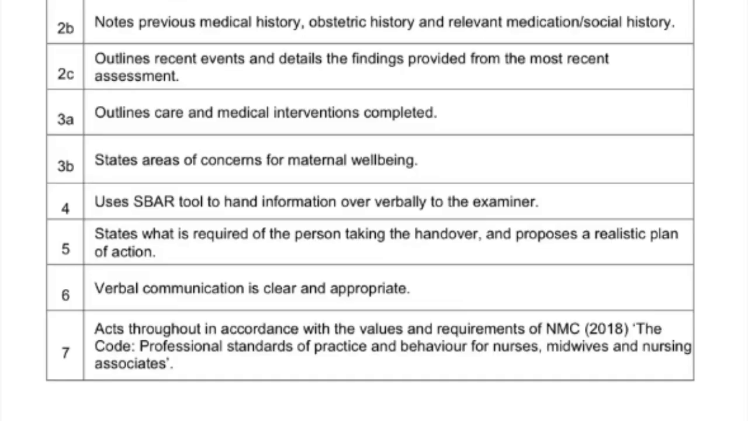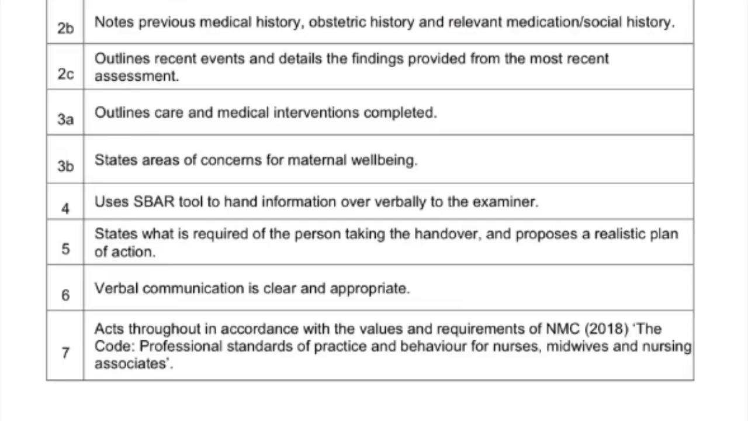Outlines recent events. Again, recent events. So it's going to be just the events that was on that last page, the evaluation scenario briefing that they give you, not the previous assessment though. So outlines recent events and details the findings provided from the most recent assessment. Outlines care and medical interventions completed. So in this one, you want to tell us whether she had amniotomy performed, how did her labor go, did they require any interventions, things like that are things you want to mention here.